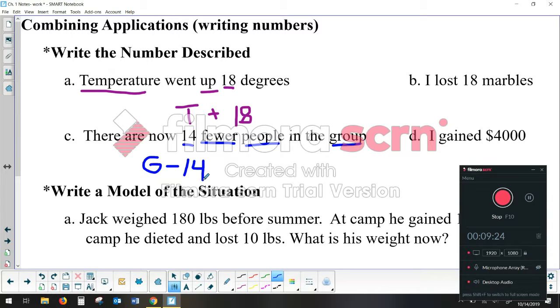All right, I'll give you a minute. You try B and D on your own. Think about what it's saying. Are you adding? Are you subtracting? What's your letter? What's your variable going to be? How much are you adding, subtracting by?